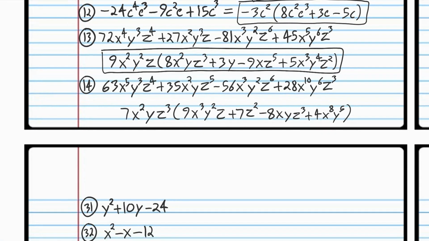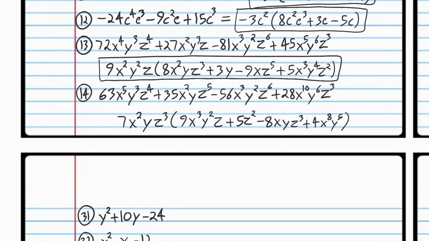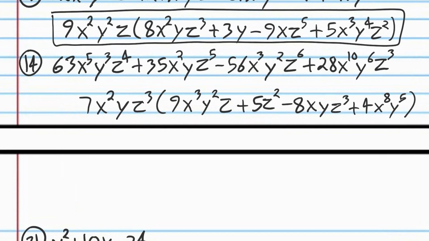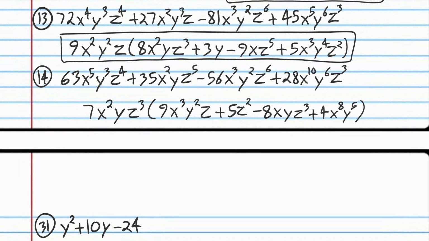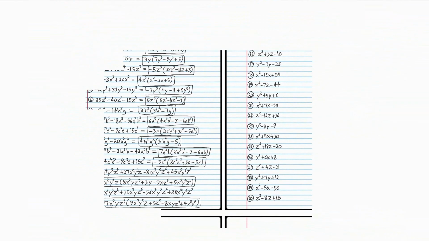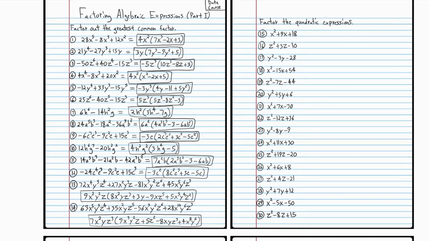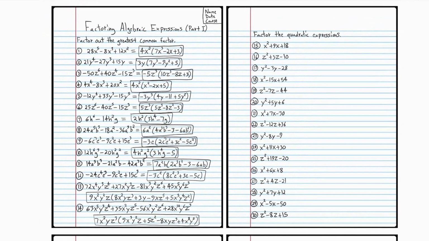So that's my initial answer. I'm going to go ahead and check that. It looks like that's our final answer. So if you got that answer, good job. All right, we're done with factoring out a common factor there, the greatest common factor. So hopefully you got the hang of that.